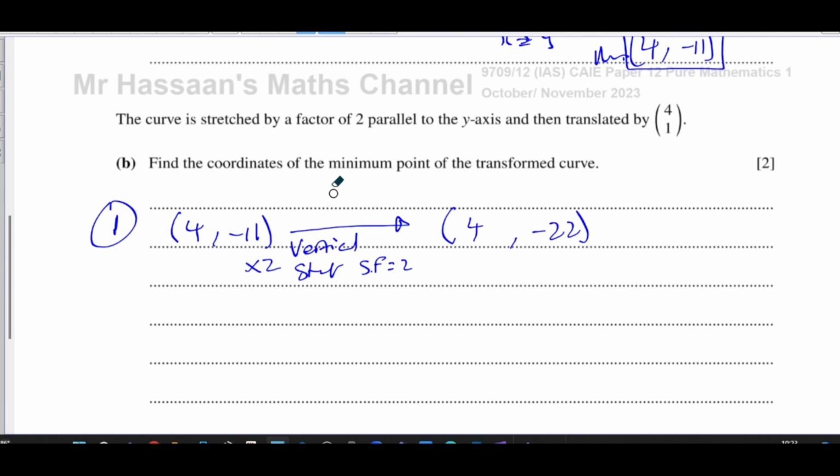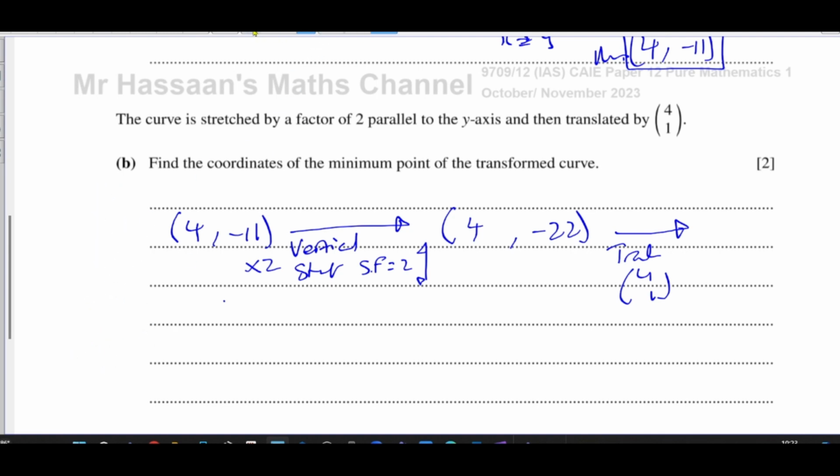The first step is, it says, first of all, it is stretched by a factor of 2 parallel to the y-axis. So that's vertically, upwards, and translated by (4, 1). So first of all, that's the vertical stretch. It only affects the y-axis. The x-coordinates are unchanged. The y-coordinates are multiplied by 2 for a vertical stretch. Secondly, you translate it by the vector (4, 1). So let's take the point that we got to now, which is (4, negative 22). This is now translation by (4, 1).